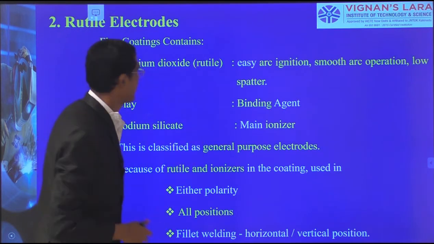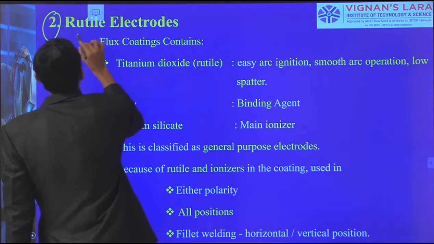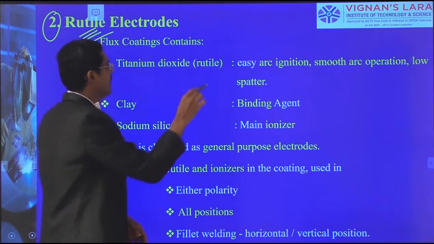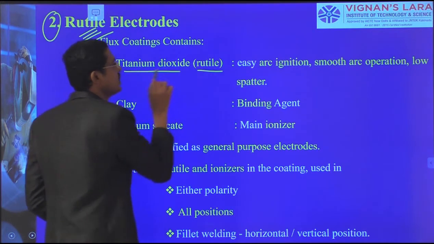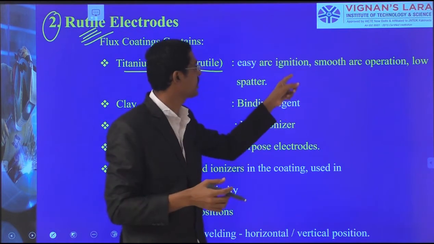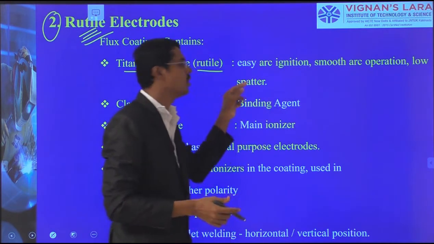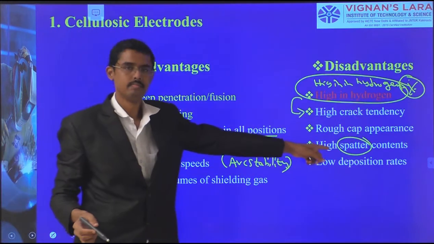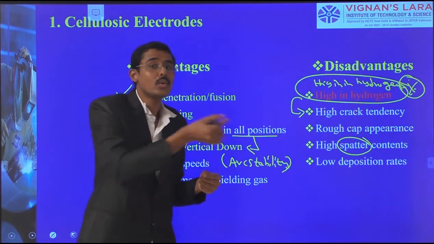Now we came to the second one, the rutile electrodes. What does this flux contain? It contains a rutile material, titanium dioxide, which takes care of arc ignition, smooth arc operation and low spatters. We avoided the spatter here. You see, the spatters are higher in the cellulose electrodes. This is avoided in the rutile electrodes.